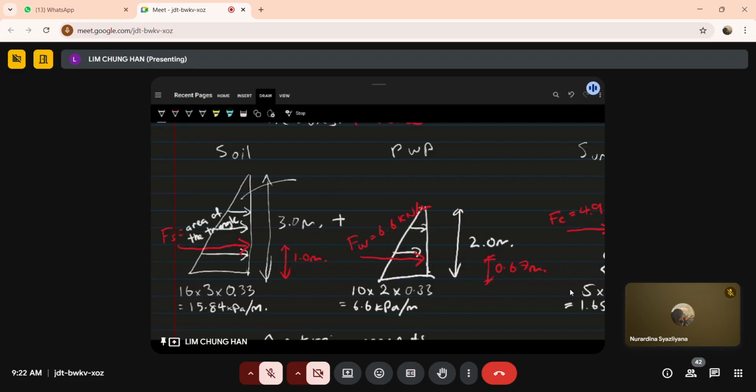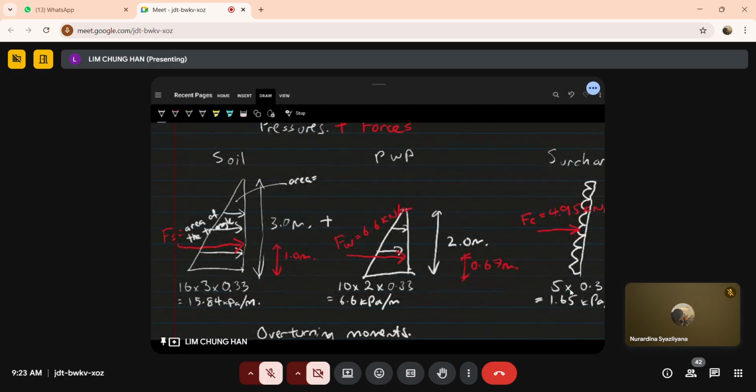So the area of that triangle is what? Area. So the area of the triangle, now the bottom is 15.84. So the area of the triangle is 15.84 times the height, which is 3 meters. And then because it's a triangle, you have to divide by 2. That's how I got it.